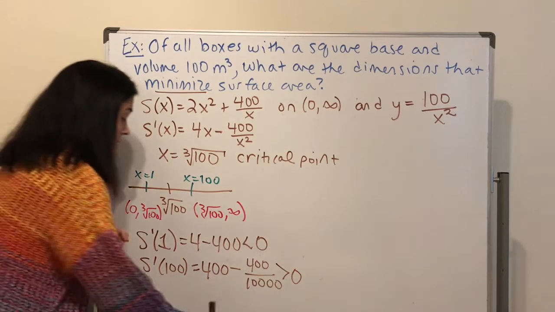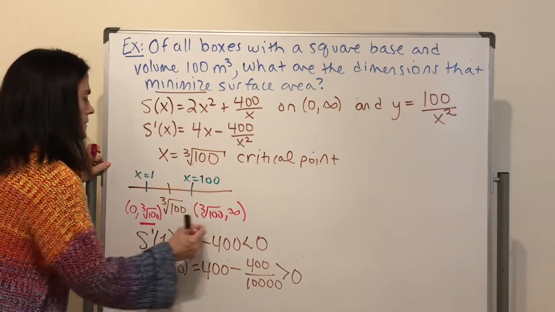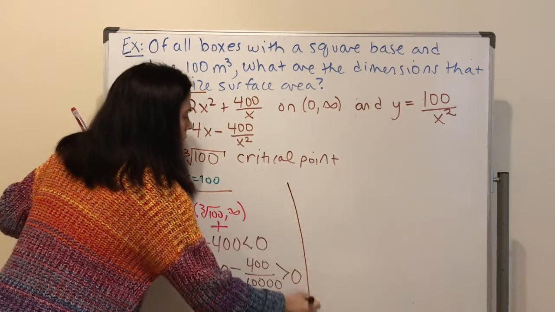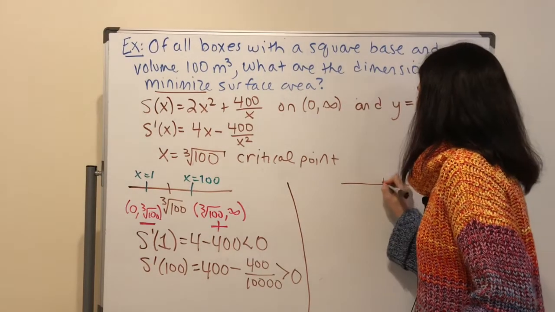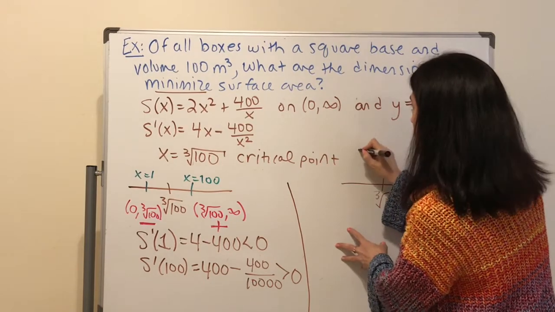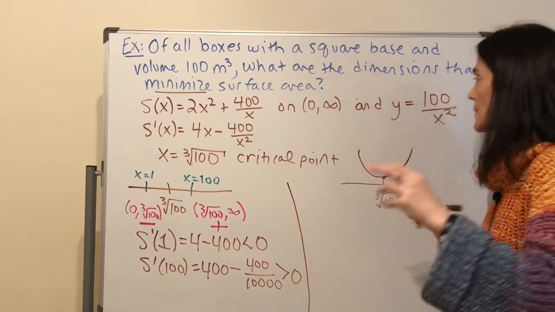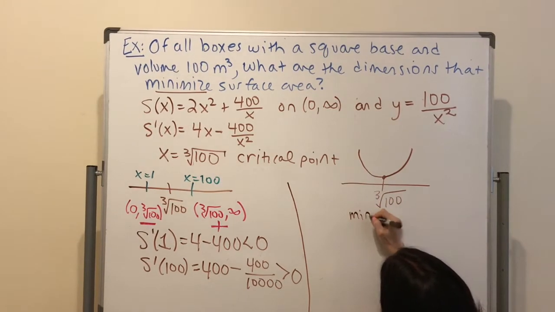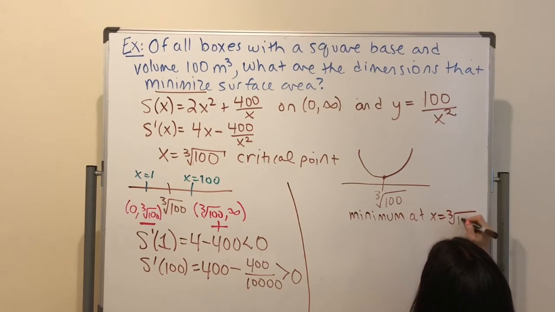So what we see here, if we put our pluses and minuses, this one goes negative, this one positive. Okay, so what's happening at this critical point? Well, here it is again, cube root of 100: decreasing, increasing. We have a minimum. So in fact, we do have a minimum at x equals cube root of 100.